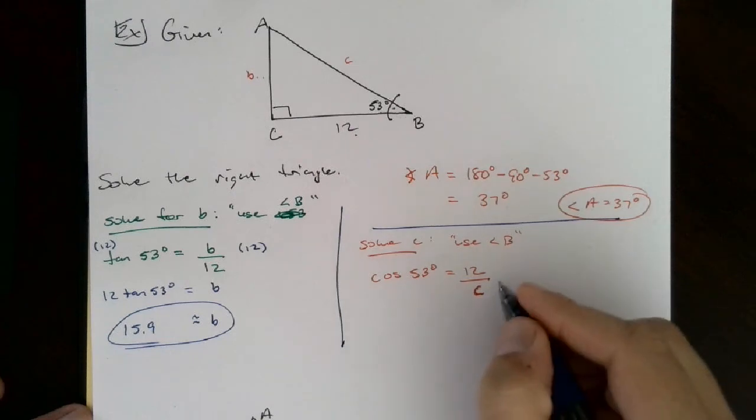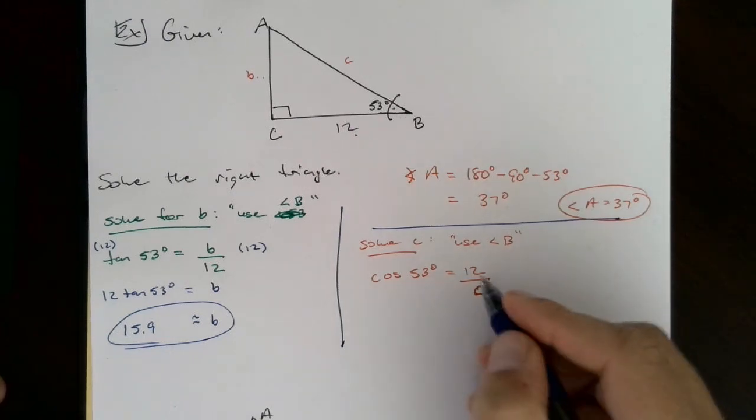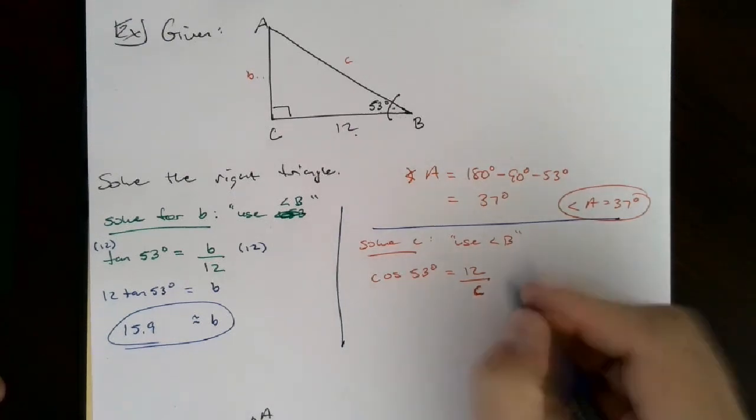And then how do you solve this? Well, this is where people get messed up a little bit. You can't just multiply 12 to the other side. The c's in the denominator. You have to get it out of there.